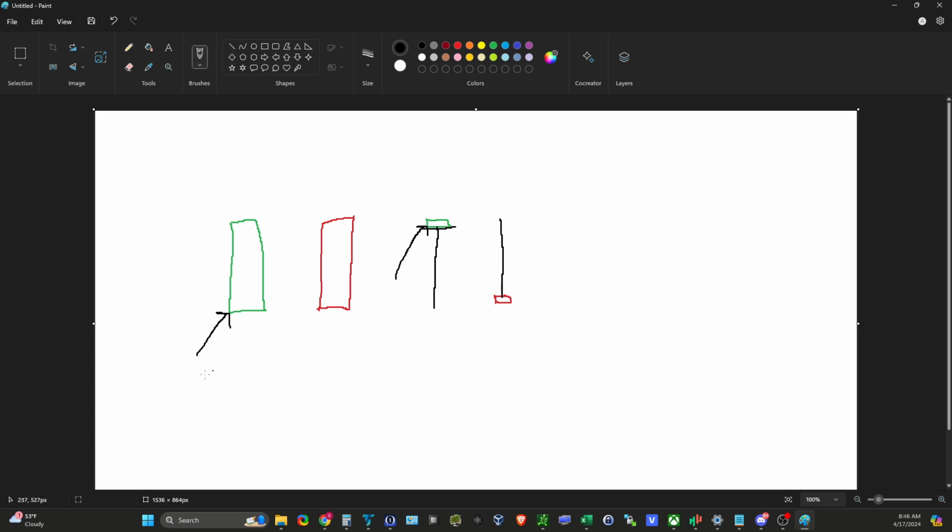And the top, let me just write it down. I know this is awful. I'm using a mouse on MS Paint. What do you really expect? The top is going to be the close. So this is the close.